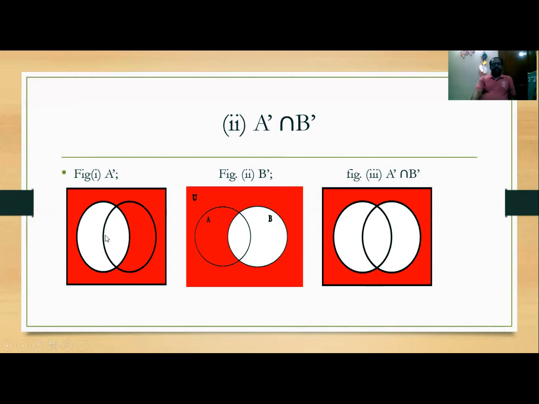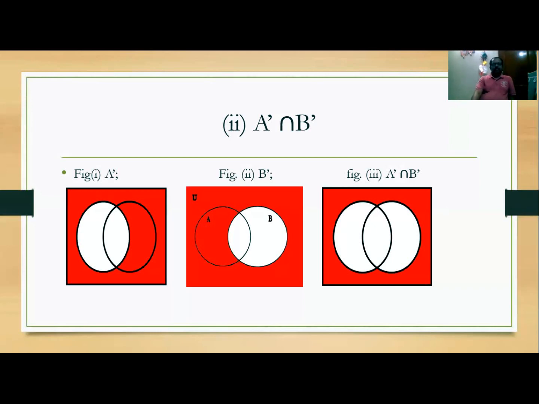How to get A dash? Here the first circle denotes the set A, and the second circle denotes the set B. Okay? So what does A dash mean? A dash means the set of elements which are present in the universal set but not in A. That is nothing but again the difference of U and A, which are present in U but not in A. That gives us the required Venn diagram for A dash.